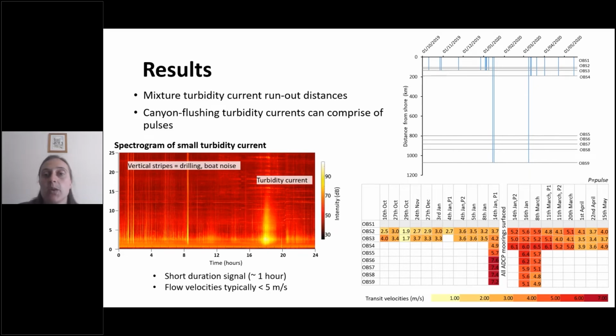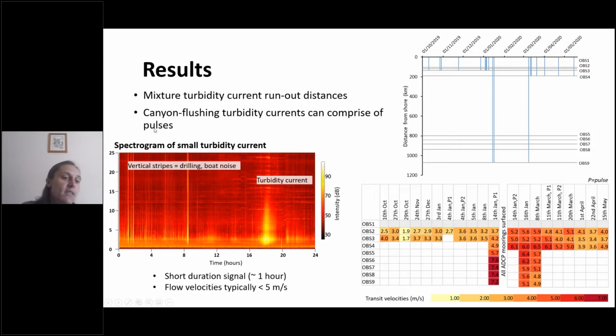So these figures on the right show you a summary of all the events we recorded by our OBS instruments during the 8-month deployment period. Top right shows the runout distance of the turbidity currents based on the seismic station that they were recorded to reach. And the table below shows the transit velocities of these events with the faster flows shown by the red and orange colours. So you can see that we recorded a variety of turbidity current runout distances. Some of our flows were confined to the Upper Canyon, so had runout distances of less than 200 kilometres from the shore, whereas we have 3 turbidity current pulses that traverse the whole array, and I'll discuss those in a bit more detail in the subsequent slides.